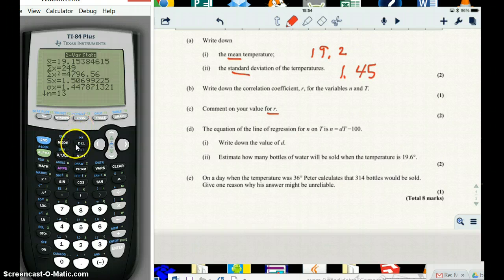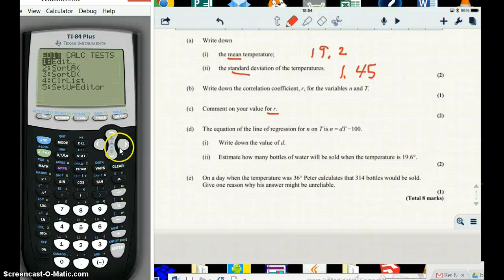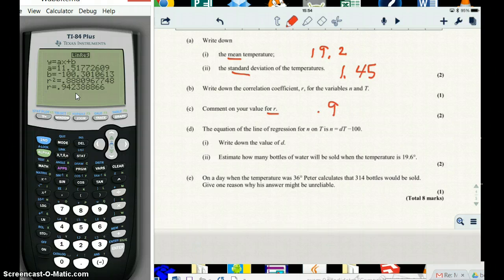Okay. And then we want the correlation coefficient for both variables n and t. We can see that with stat, calc, linreg. When we do linreg, it also tells us the R value, and we put L3 and L4 just like we did before. And it gives you the R value as 0.942. Okay, so that is a positive, strong correlation.